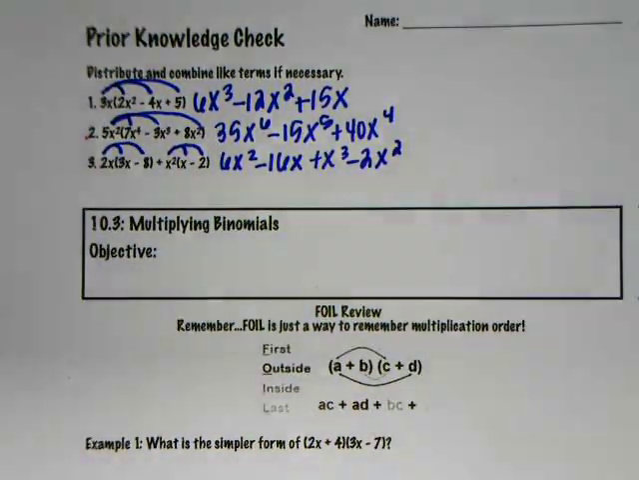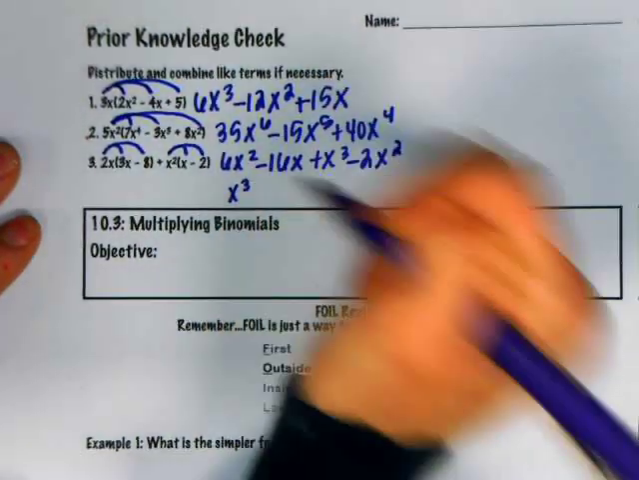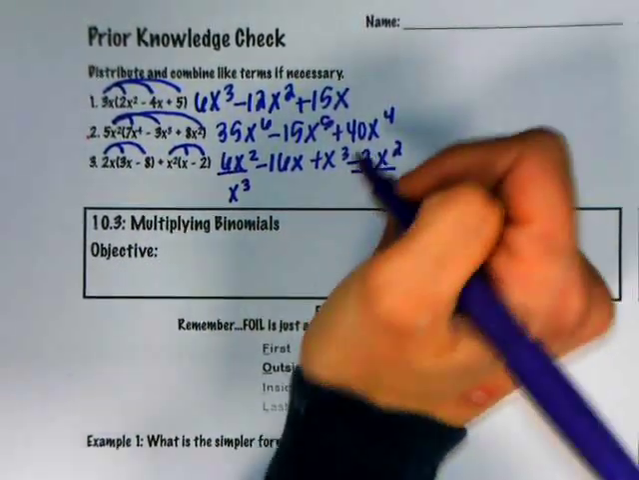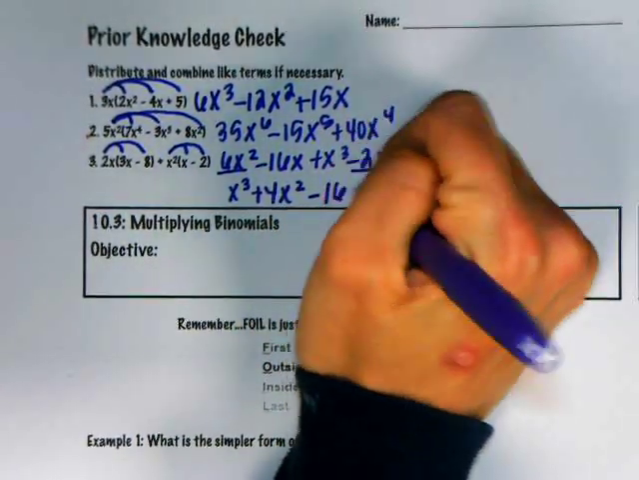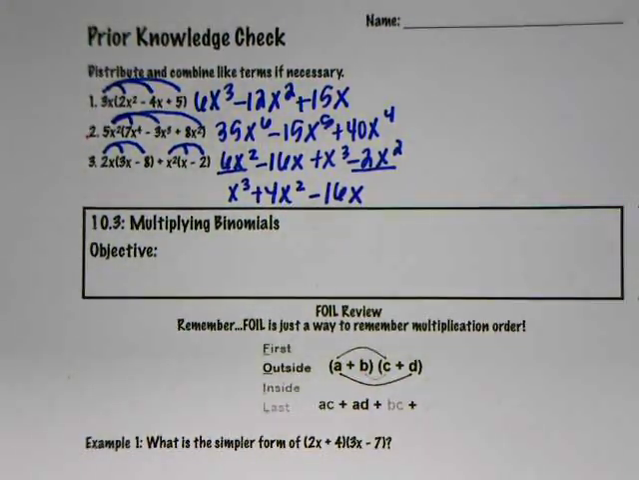No, so there's a couple things wrong with that one. It's not in standard form, and also you have like terms. So what's going to go first? X to the third. Okay, next is the squares. So what's 6x squared minus 2x squared? 4x squared. And then you're minus 16x. Good there? Okay.